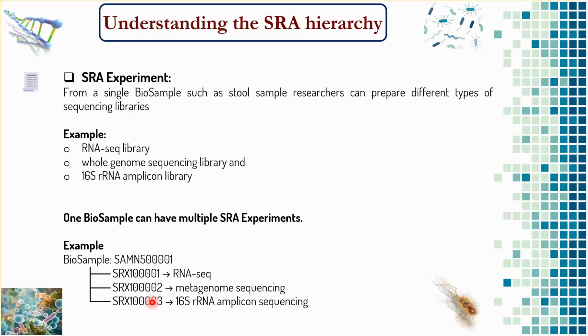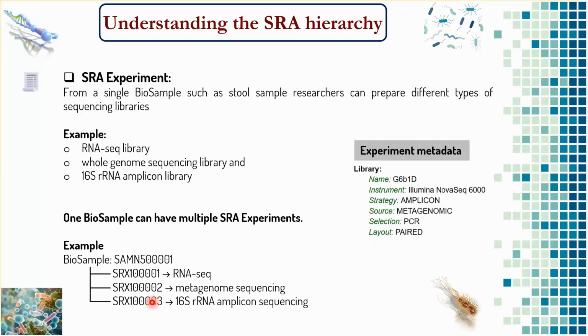Now let's look at an example of SRA experiment metadata. It may include the sequencing instrument such as Illumina NovaSeq 6000, the sequencing strategy, that is Amplicon, the source, that is Metagenomics, the selection method like PCR, and the read layout, which is paired end.